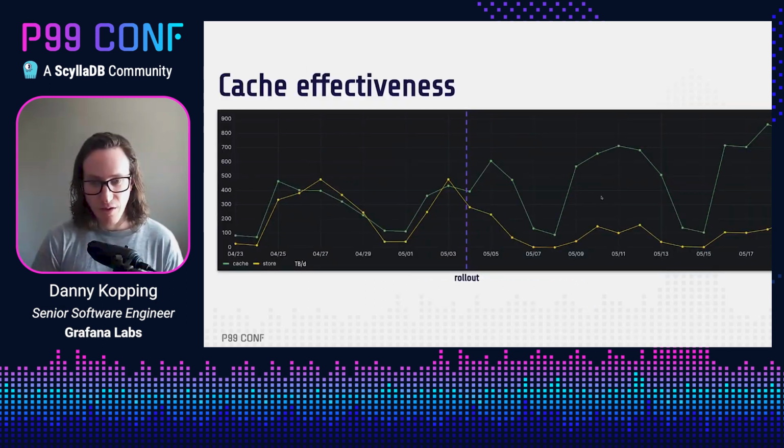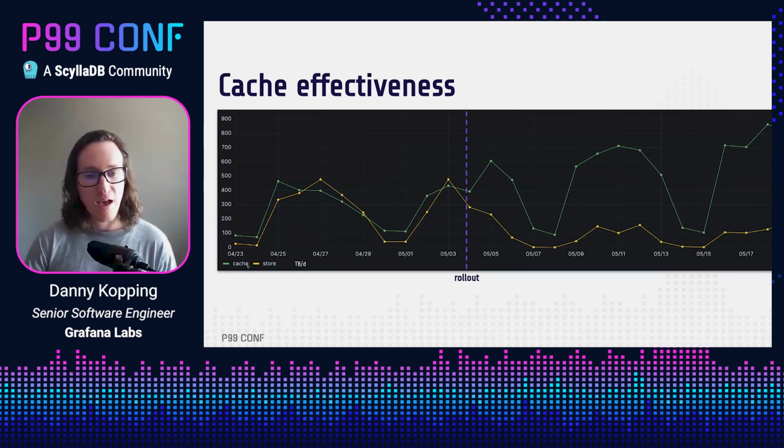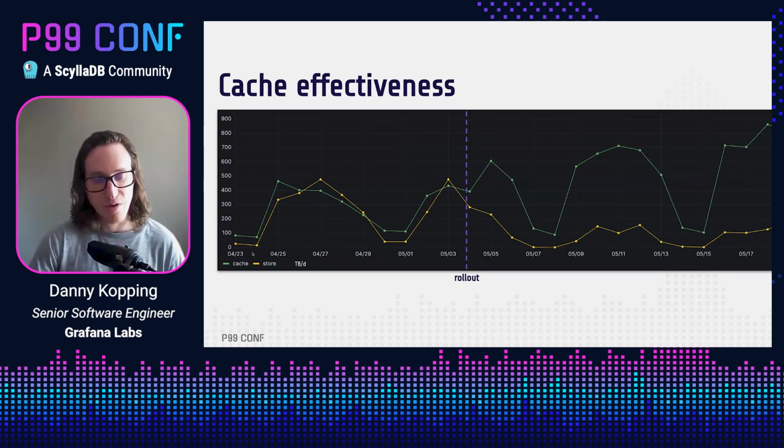So let's talk a little bit more about the results. We rolled out on the 4th of May of this year, and as you can see in the couple of weeks preceding, we've got a green line and a yellow line. The green line is the number of terabytes per day that we're retrieving from our cache, and the yellow line is how many terabytes per day we're retrieving from object storage. These lines pretty much follow each other, because we were evicting items so fast out of our cache that we would have to go and fetch them from the store all the time.